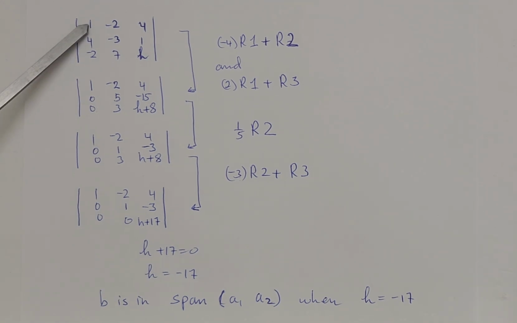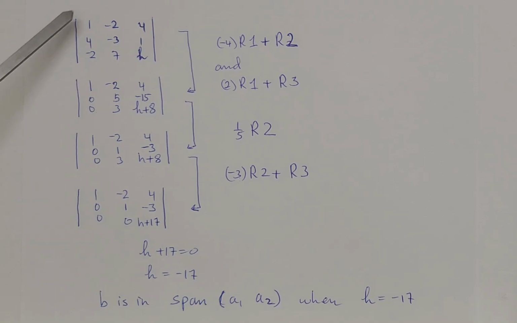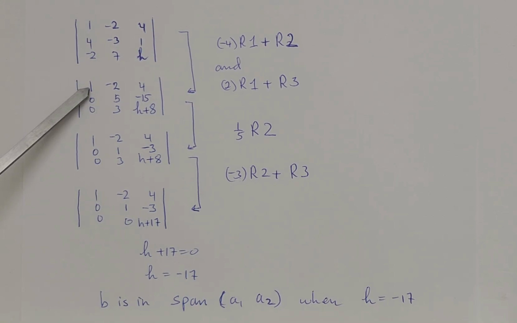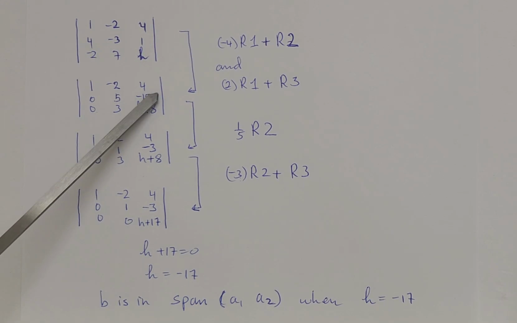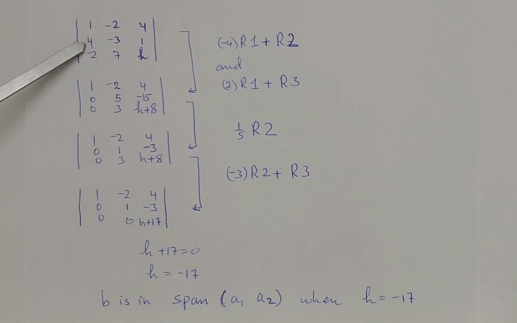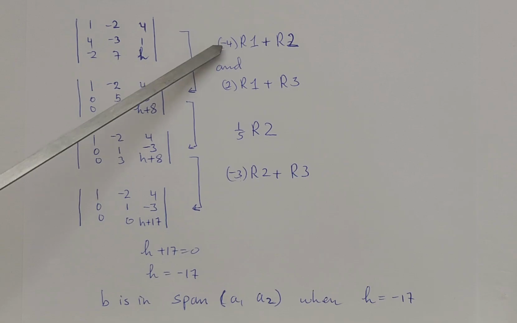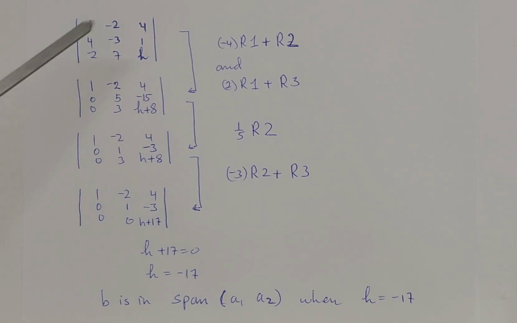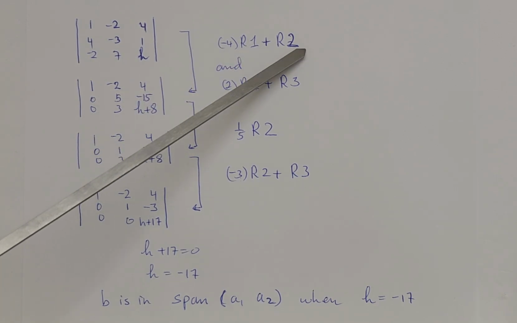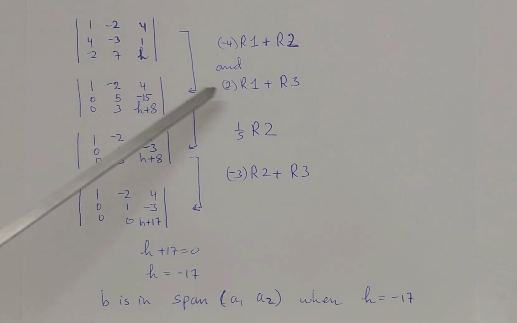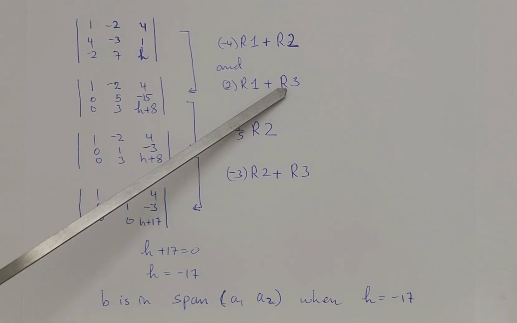This is a 1, so we leave it alone. So row 1 stays. I need this 4 to be a 0, this -2 to be a 0. So opposite of 4, -4. Opposite of -2, +2. So -4 times R1 plus R2, and +2 times R1 plus R3.